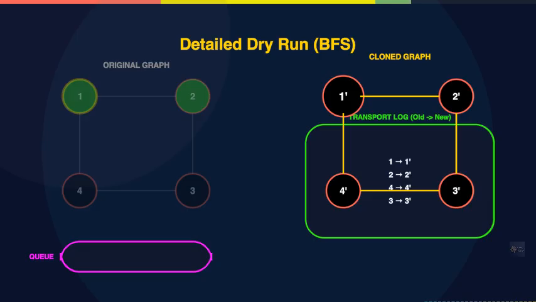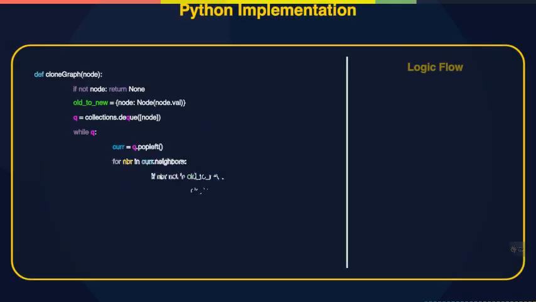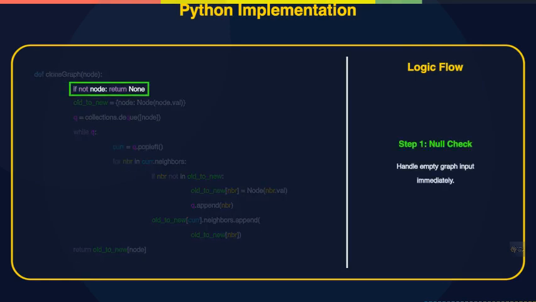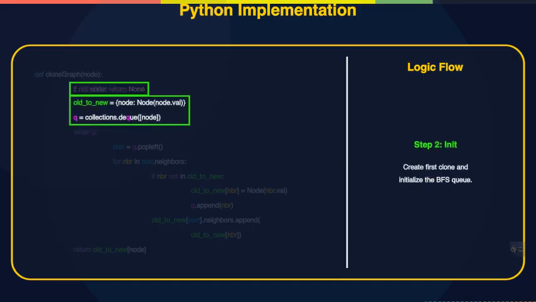Now, let us look at the Python code. We start by handling the edge case. If the node is null, we return null. We initialize our hash map, and our queue with the first node. We clone the first node and store it in the map immediately.